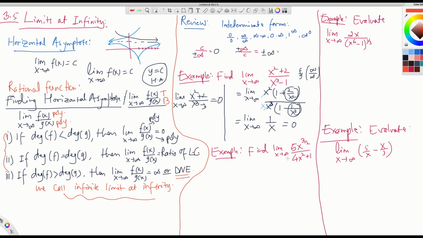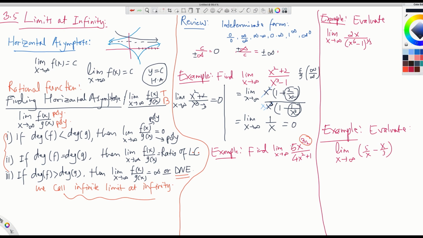Now here, look at this. This is not a polynomial. The top one is not a polynomial because the exponent is a fraction here, right? So in that case, you will use the second method. You cannot use the first method here, so you can use the second method. What we do, you take the highest exponent out from both top and bottom. Okay, let us do that.